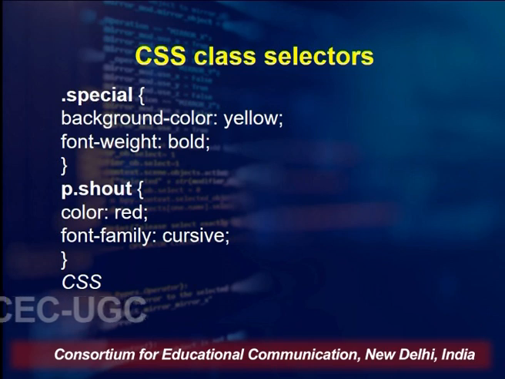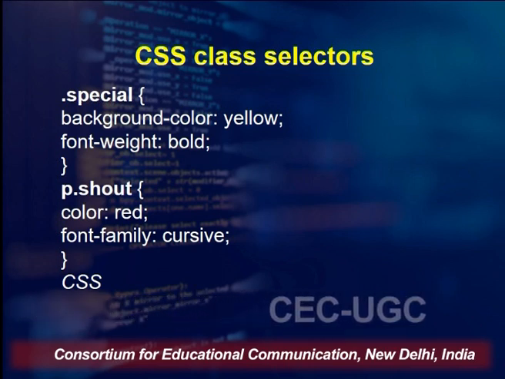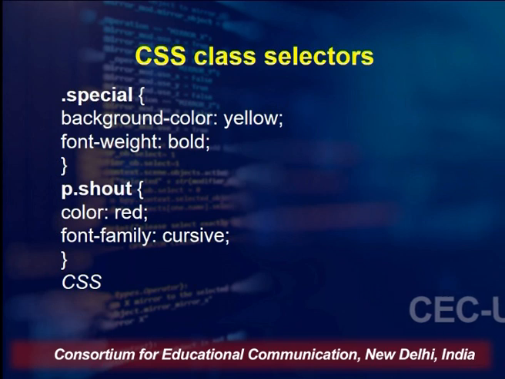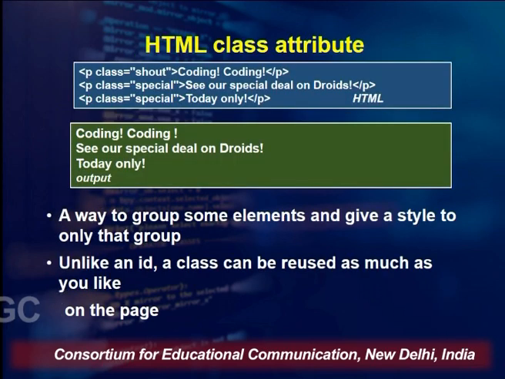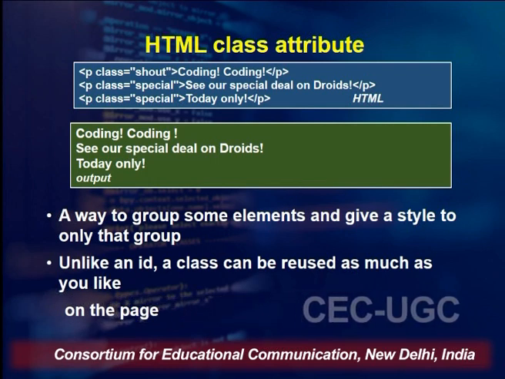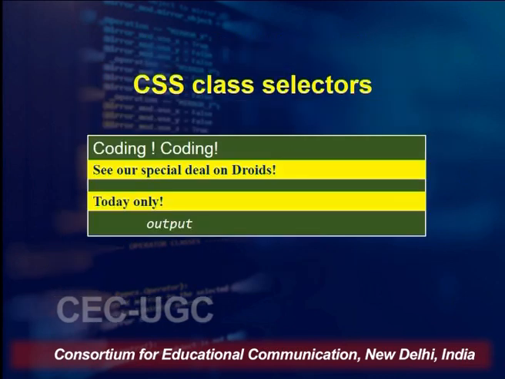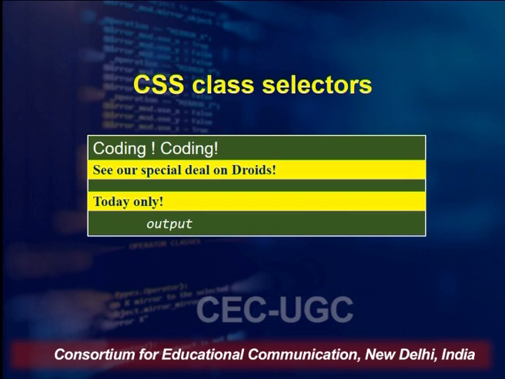So we are writing P dot shout. So here we are defining that there is a class where the color will be red and the font family will be cursive. So whatever you define in the shout class, that will be inherited by the object. Like for example here we are using P class is equal to shout. So definitely this text will come in red color and in the bold, right. So this is how the text is going to appear.